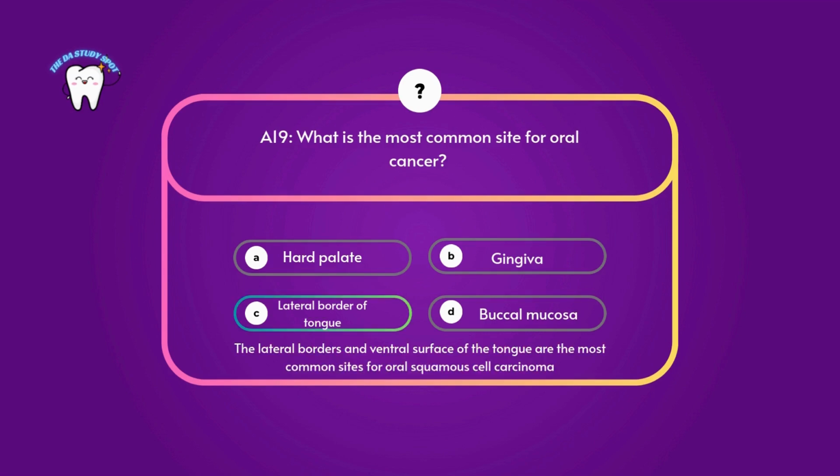The answer is C. Lateral border of tongue. The lateral borders and ventral surface of the tongue are the most common site for oral squamous cell carcinoma.